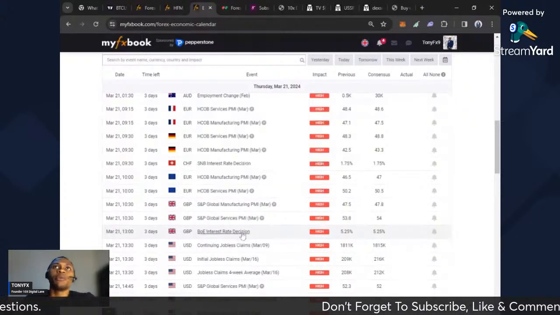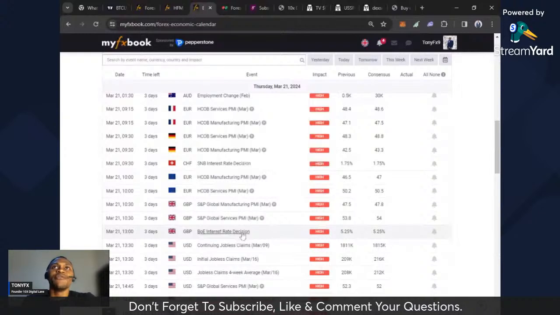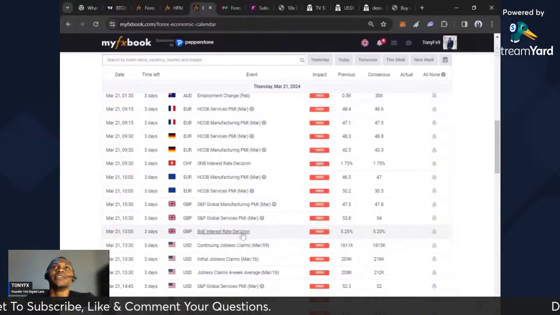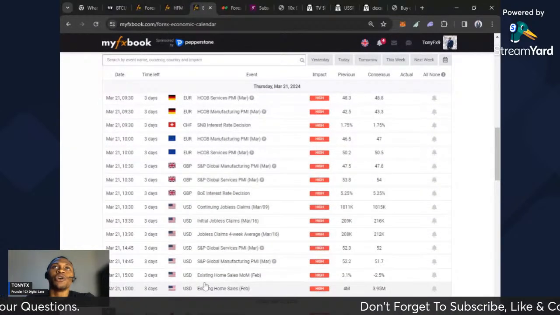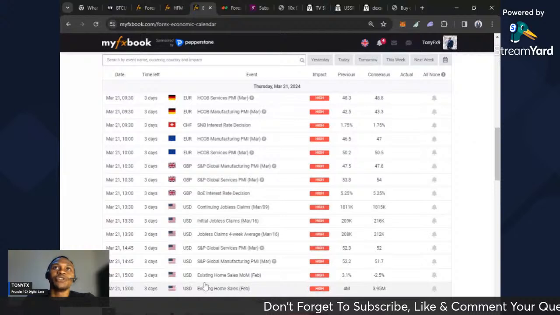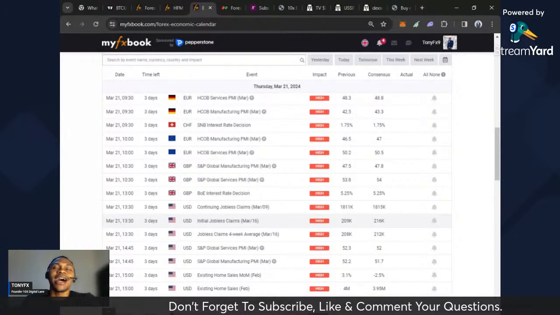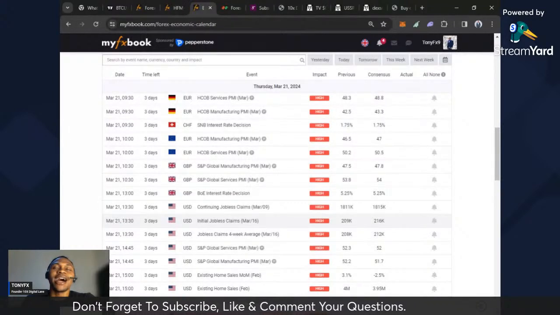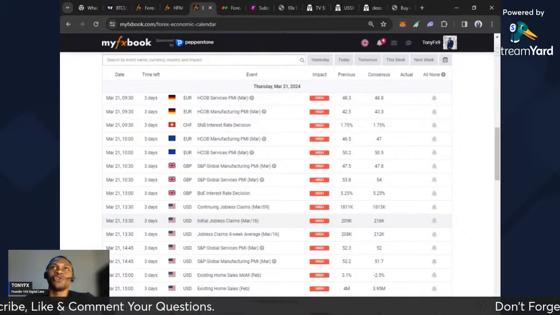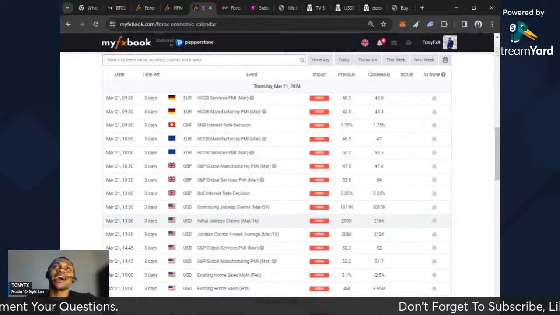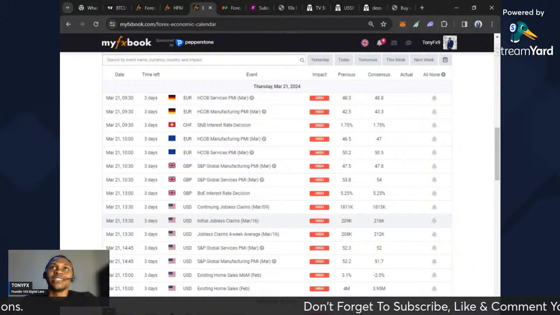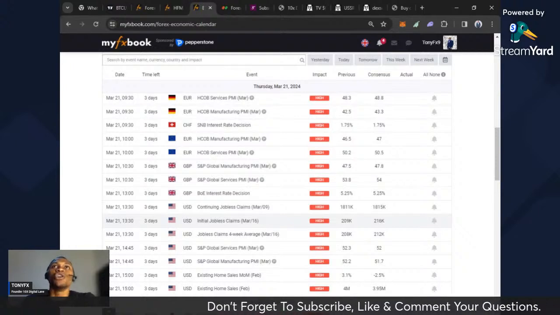Then to wrap up Thursday, we have initial jobless claims for the dollar, and we have global service PMI, global manufacturing PMI, and existing home sales for the dollar. The most important one I'm watching out for is the initial jobless claims for the dollar. For the past 3 weeks, we had negative initial jobless claims, but last week's data was positive for the dollar. Let's see if this week can repeat a positive data for the United States initial jobless claims.